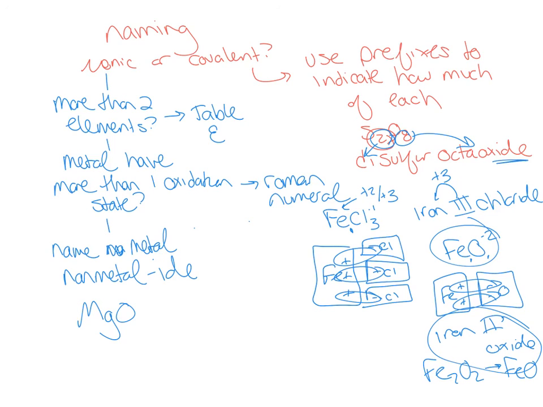Okay? Magnesium, I only have 2, so this is ionic because it's a metal and a non-metal. It does not have more than 2 elements, so there's nothing on table E. The metal only has 1 oxidation state because magnesium only goes to +2. So I would just say this is magnesium oxide. If you wrote that it's magnesium 2 oxide, I'd give you full credit, but this you do not need. Okay? You only need that when metals have multiple oxidation states: iron, copper, cobalt, nickel.